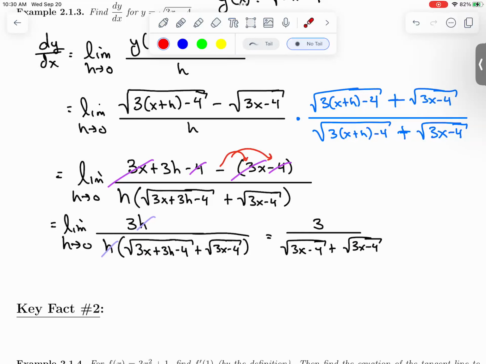Now these things do not cancel the square root. These are like radicals, kind of like terms. So this simplifies to dy/dx is equal to 3 over 2 square root of 3x minus 4.